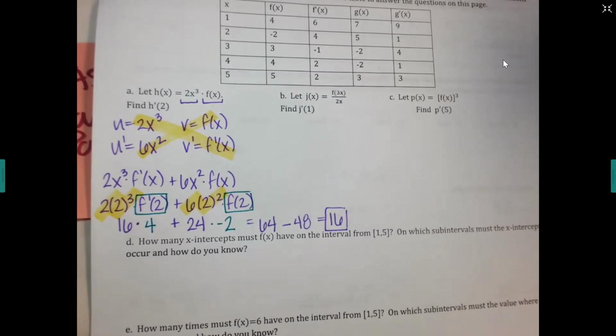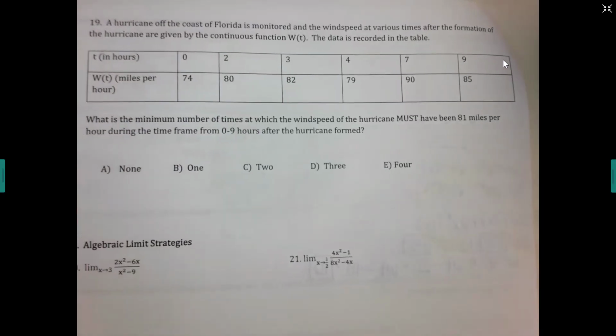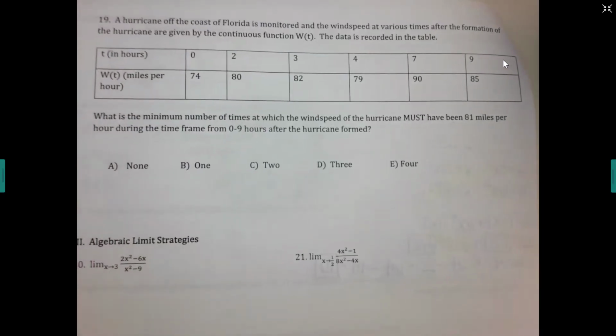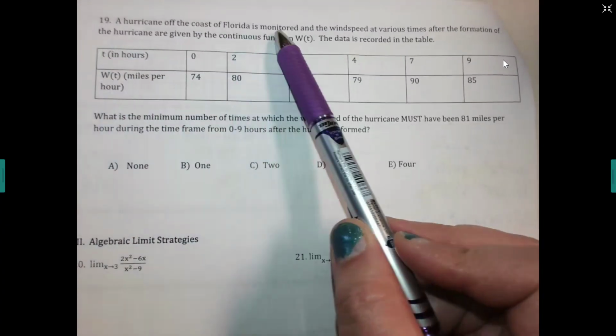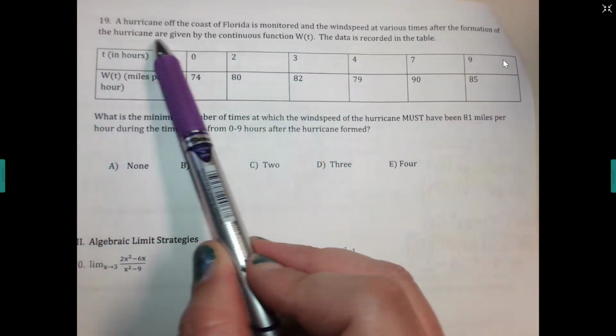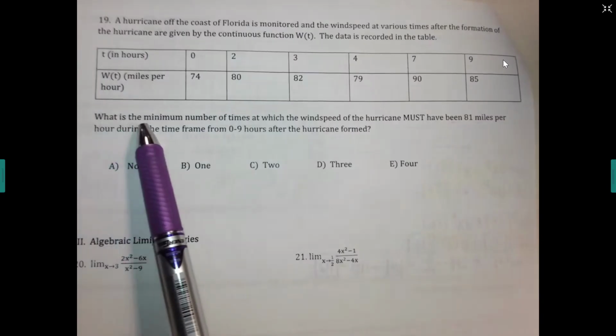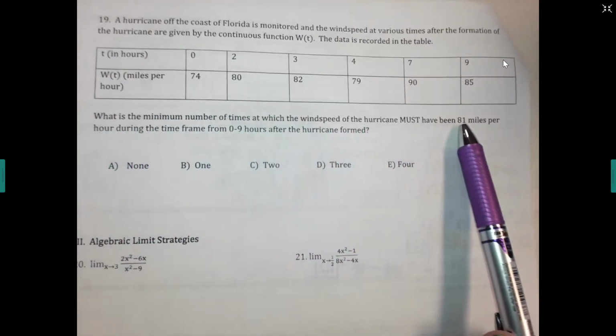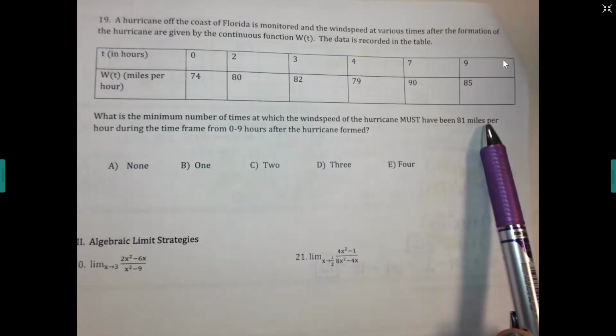We're going to do number 19. And then everything else past this point is stuff we literally just covered, which should be more fresh on your mind. So take a look at number 19. You have a little chart. Okay, there's a question just like this on your test, but it's really easy and I don't want you to miss it. So it says you have a hurricane, they're checking the wind speeds. It's a continuous function. What is the minimum number of times that the wind speed must have hit 81? This is an intermediate value question. All you need to do is count how many times it would pass through 81.